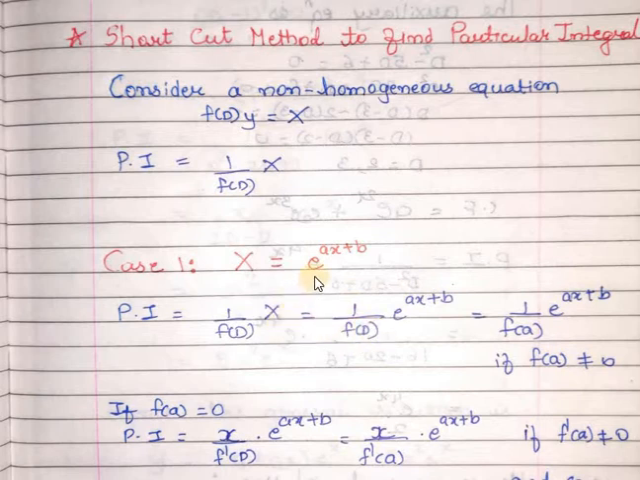What is capital X? It is e raised to ax plus b. So here we will replace capital X by e raised to ax plus b. So this will be equal to 1 divided by f of a into e raised to ax plus b. So here simply we have to replace capital D by a. In our equation, wherever it is D, we have to replace D by a if f of a is not equal to 0.